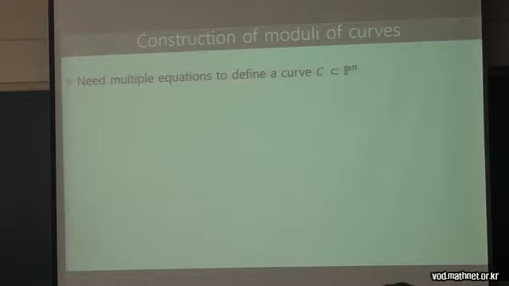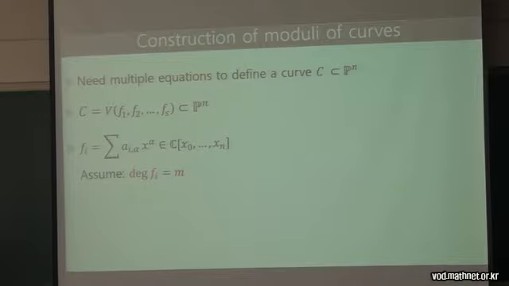Now before, in the plane cubic case, we needed only one equation. So what we needed to do is just take the coefficients of the single equation, right? But usually you're going to need many equations to define a curve in a higher dimensional projective space. So what do we do? Suppose that a curve C is defined by these S equations inside the projective space.